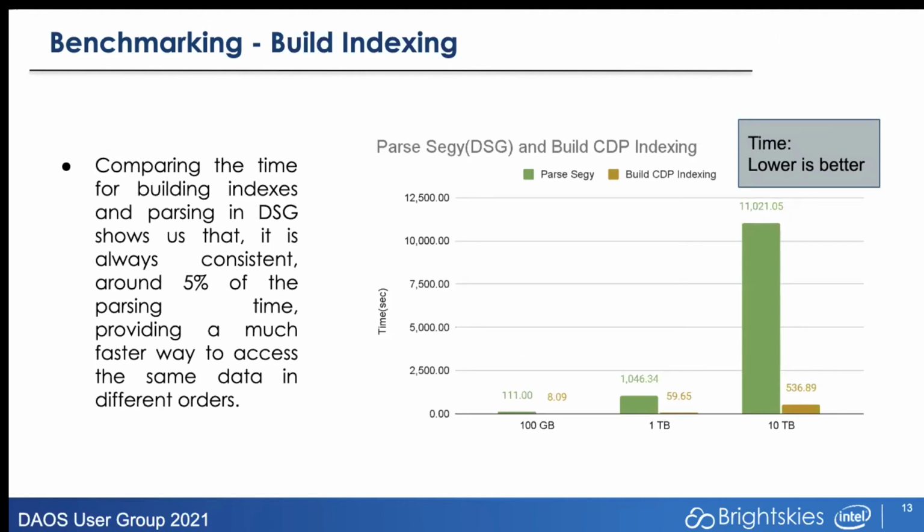Whereas building a new gather object representing the indexes based on another header key, which is the CDP in this example, takes only a minimal fraction of the time the parsing takes to parse the same data, around 5%. This is due to the fact that during the build indexing operation, only the trace headers are read, which compose only 3% of the combined trace metadata and data size, hence the significant speedup.